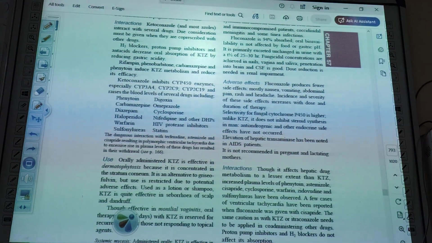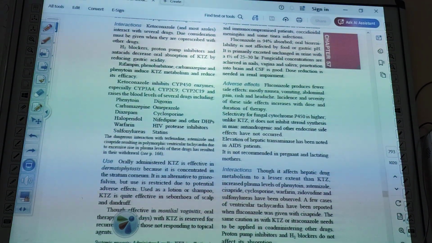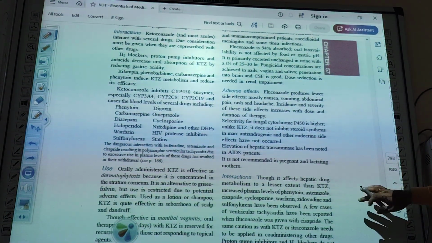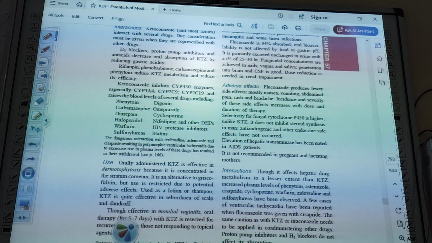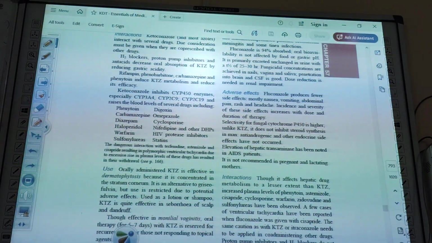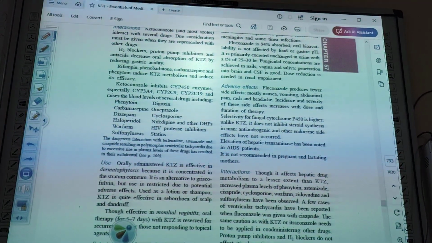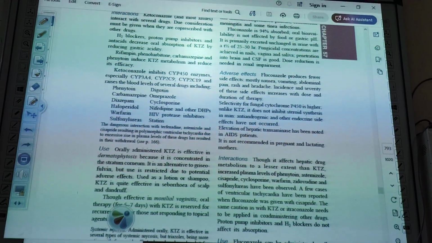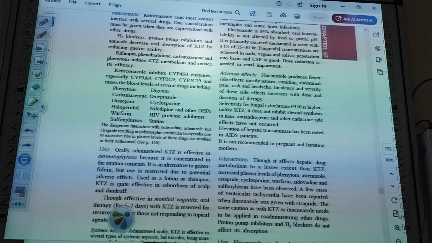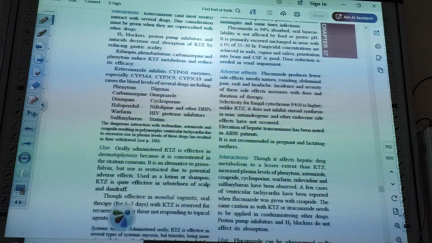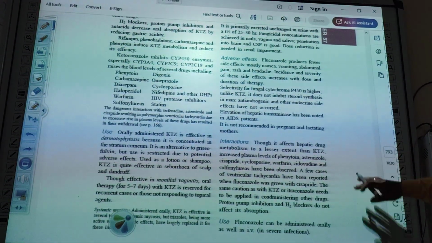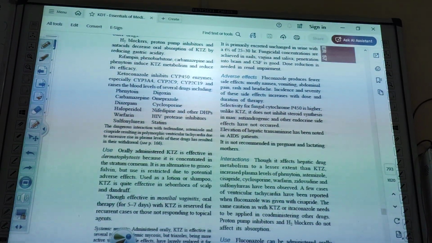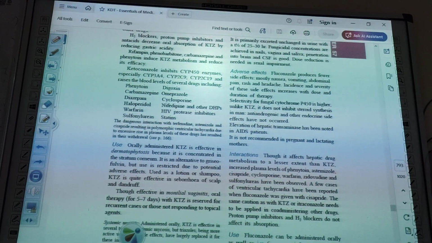As for adverse effects, fluconazole produces fewer side effects, mostly nausea, vomiting, abdominal pain, rash, and headache. The incidence and severity of these side effects increase with dose and duration of therapy. These are minor adverse effects. If we increase the dose or the duration of therapy of fluconazole, these side effects may increase. Selectivity for fungal cytochrome P450 is higher, unlike ketoconazole. It does not inhibit steroid synthesis in men.